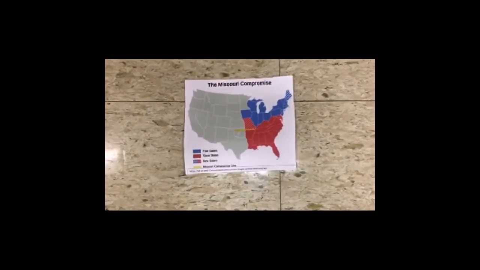So a quick recap of the Compromise of 1820 and 1850. Missouri joined America as a slave state. A line was drawn to separate the North and the South. And a Fugitive Slave Act was made in America.